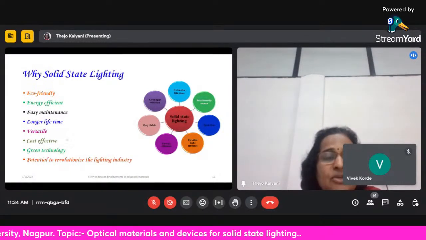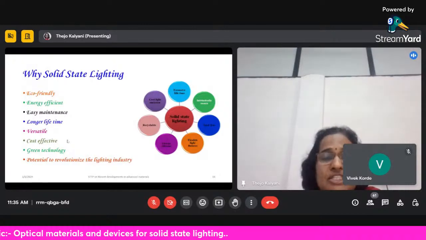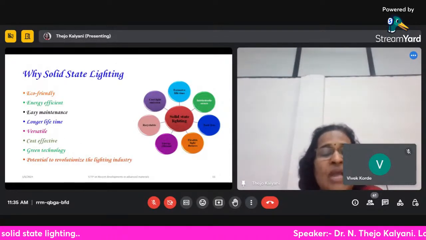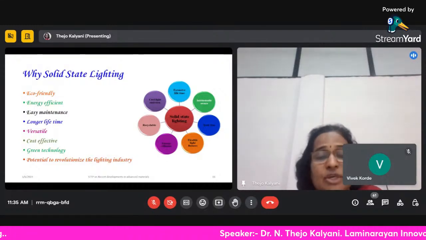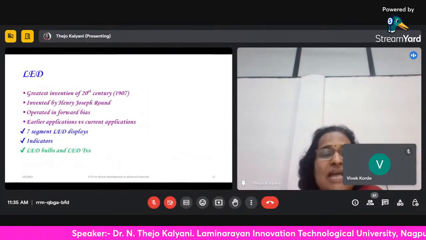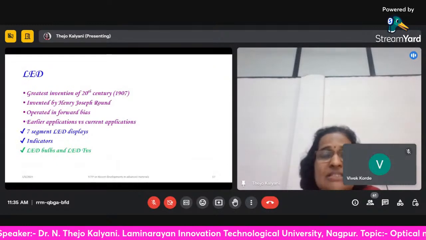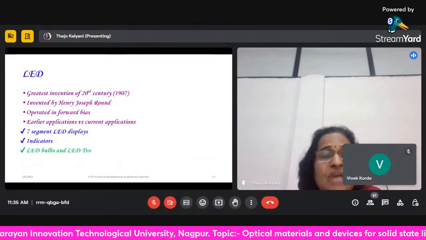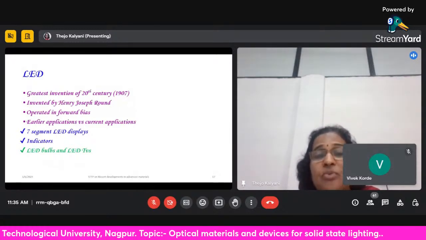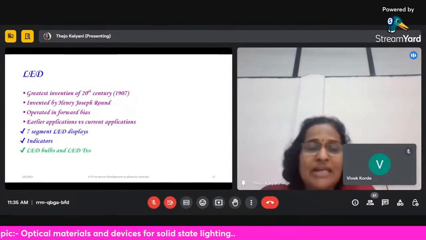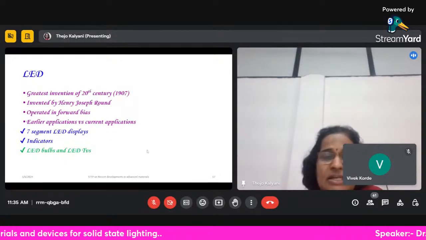They are cost effective, and since they are eco-friendly and energy efficient, we can say that this solid state lighting is going to be the green technology, and it has the potential to revolutionize the upcoming lighting industry. So now let us start with the light emitting diodes and see how they work, what the advantages are, how they are going to be different from OLEDs, and why OLEDs are emerging. Let us see much more about those things in the next few slides.